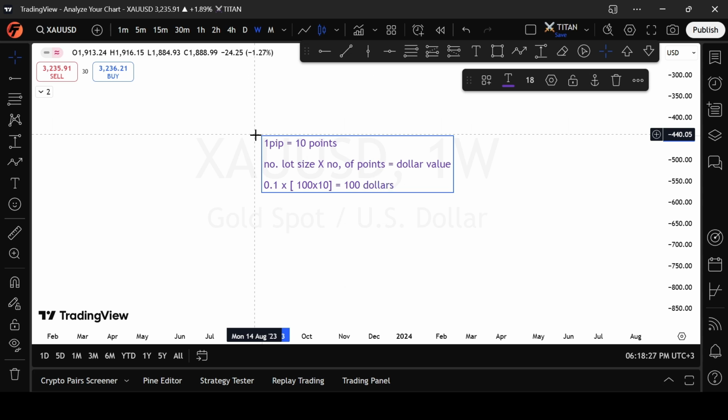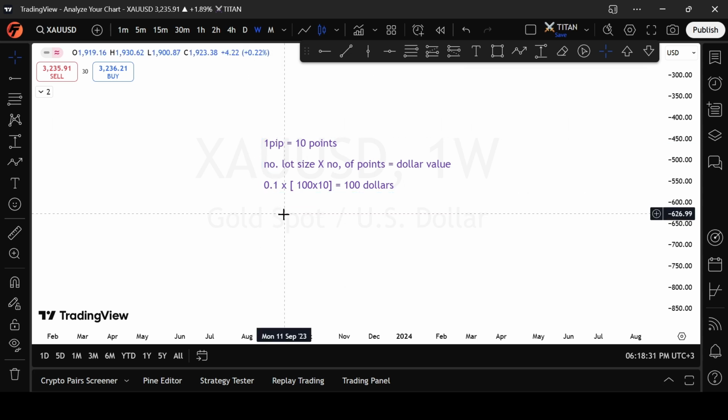So this formula works on literally anything, and it's actually quite simple. You don't need a lot size calculator. It reaches a point where you're doing this math in your head. So it's simple math, and it's literally straightforward.